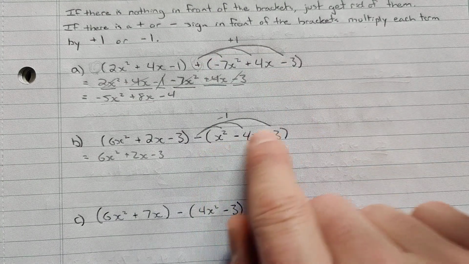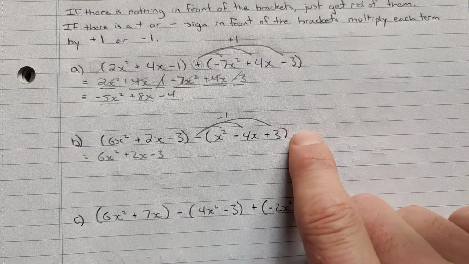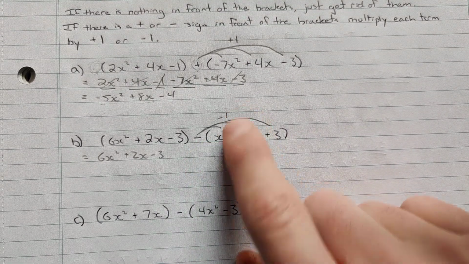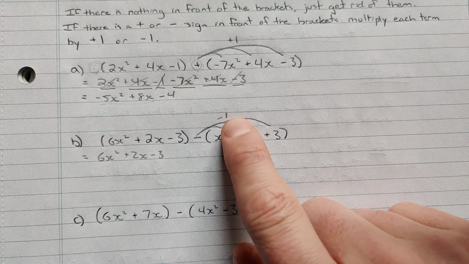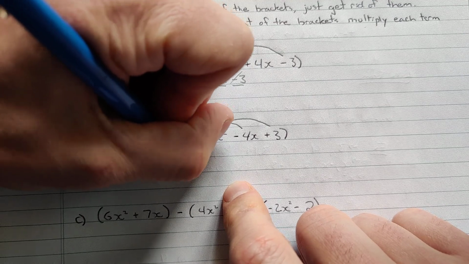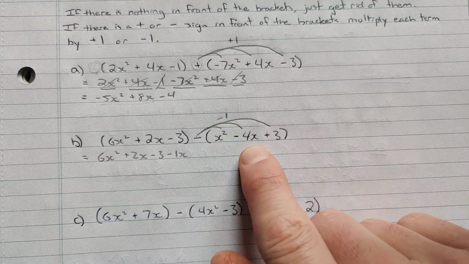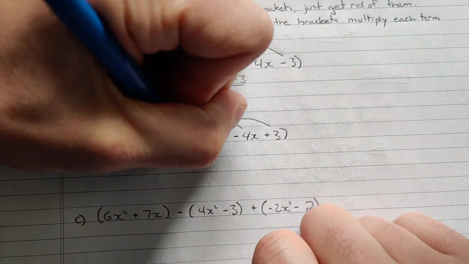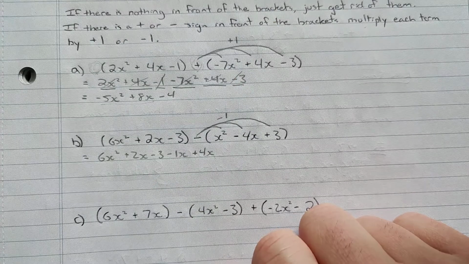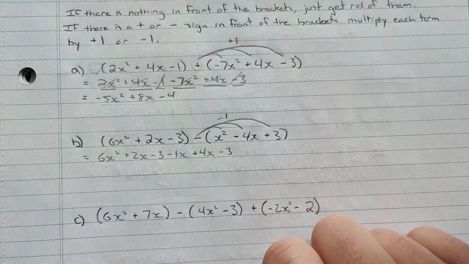And I like drawing these arrows, and these are useful. We'll use these in the next section when we're doing multiplication as well. They help just keep track and make sure we get everything covered. So now we're multiplying each term by -1. So positive x squared times -1 is going to be -1x squared. Or -1 times -4x. Two negatives make a positive. And then -1 times +3 is going to give me -3.